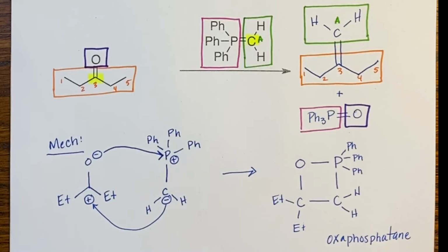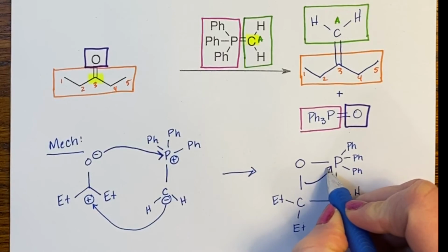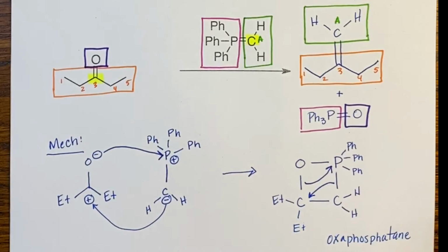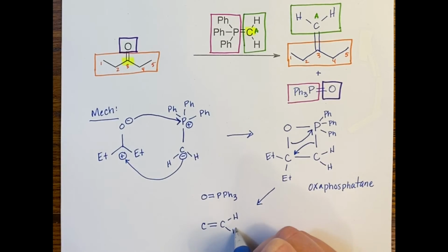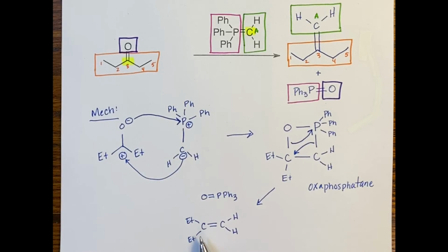So what's going to happen is that the electrons in this oxygen-carbon bond are going to push towards the phosphorus. The electrons in this phosphorus-carbon bond are going to push towards that carbon, and that's going to give me my two products of the reaction, and my two products are going to look like this. Where I started out with my double bonds here and here, I now end up with my double bonds here and here throughout the structure.